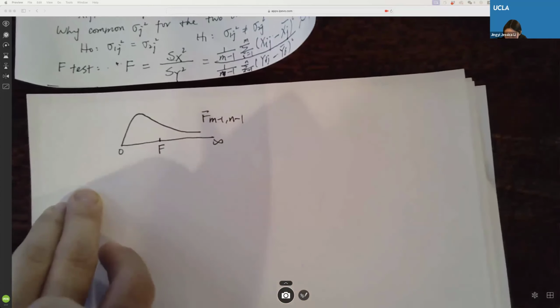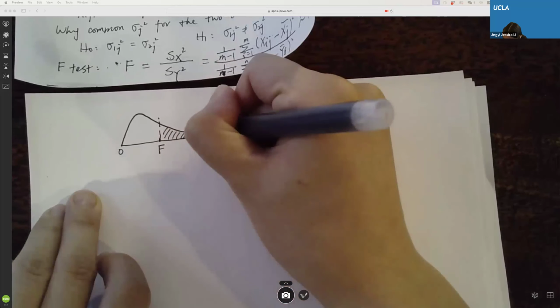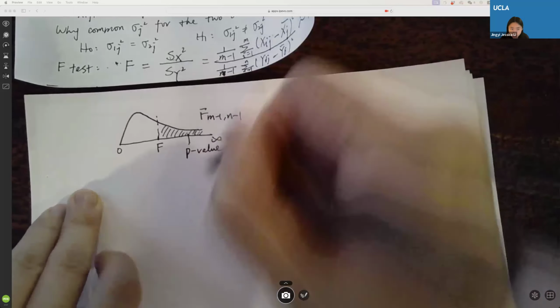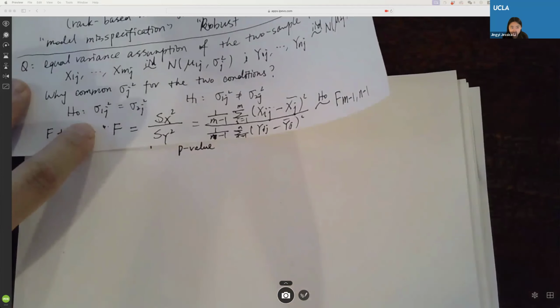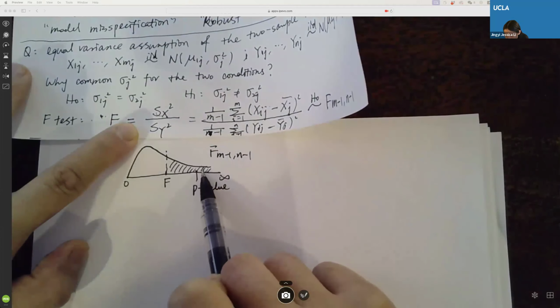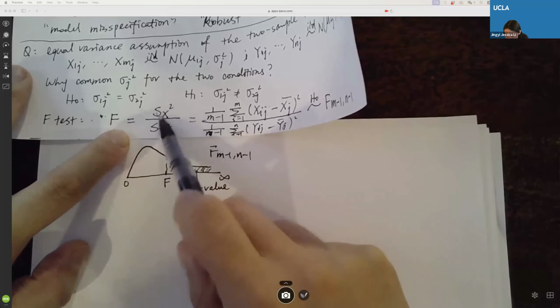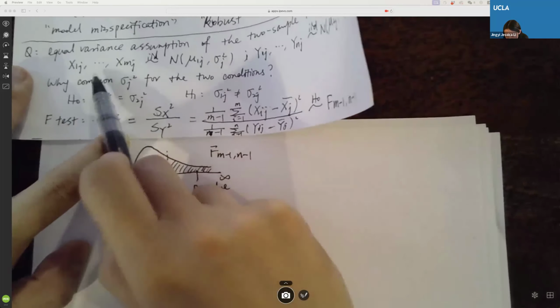If this is the value you observe for your data, then the right tail probability here, what is the probability to the right of your observed value, is what we call p-value. And then you will compare this p-value to your pre-specified significance level, maybe 0.05. Then you decide whether you want to reject this null hypothesis. Because if this f is too big, so if the ratio is too big, is in the right tail, then probably you would say, yeah, I think this means that my sx squared is much bigger than my sy squared. Then I will not accept this null hypothesis.